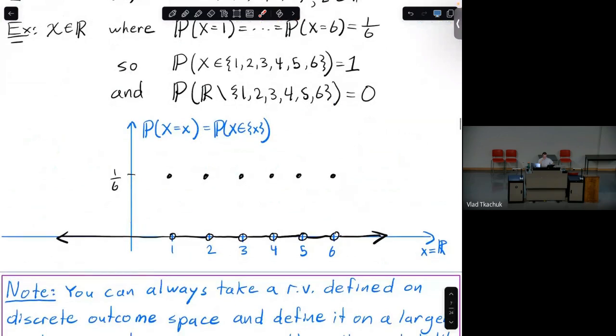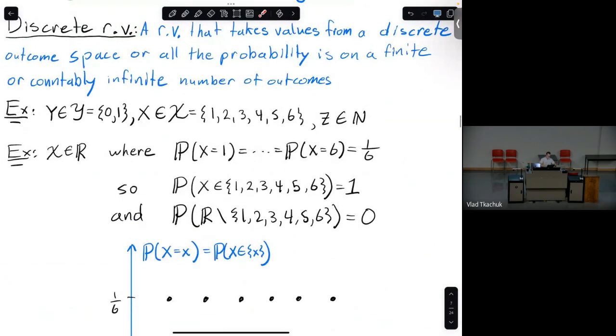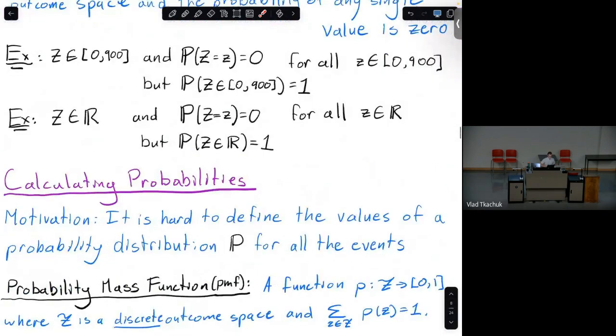Okay, and notice how here in the discrete case, even though I made the outcome space continuous, the real numbers, it didn't satisfy the property where the probability of any single value is 0. Here, there are exactly 6 values, and they had non-zero probability, which is 1/6. And so this thing we call discrete, because it did not satisfy the property that the probability of every single value is 0. It might seem weird, but that is what it is.